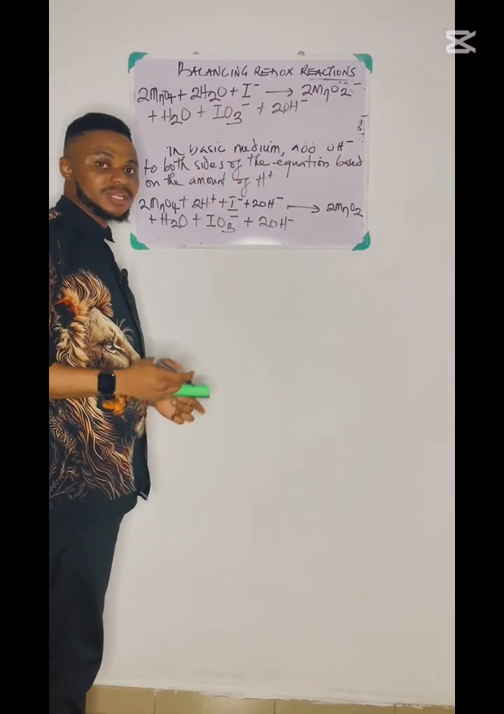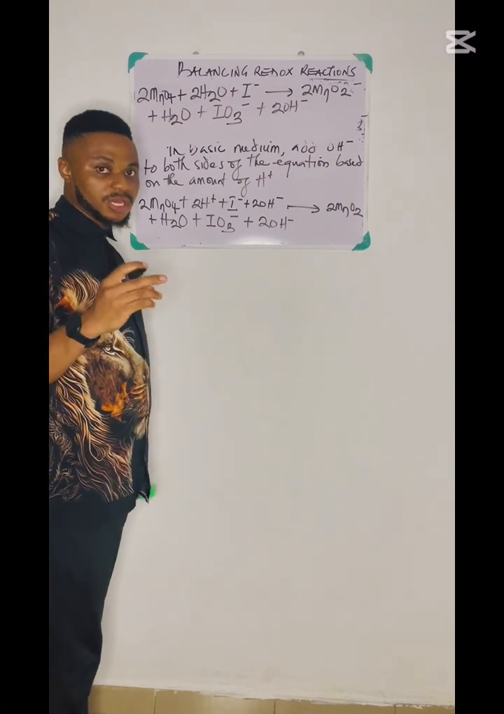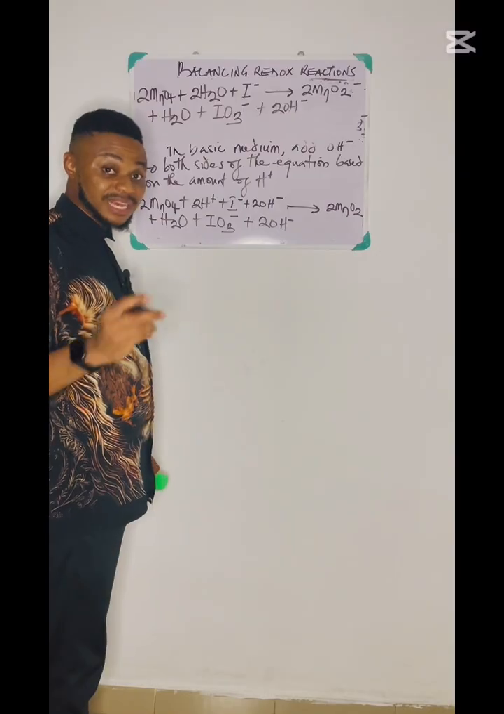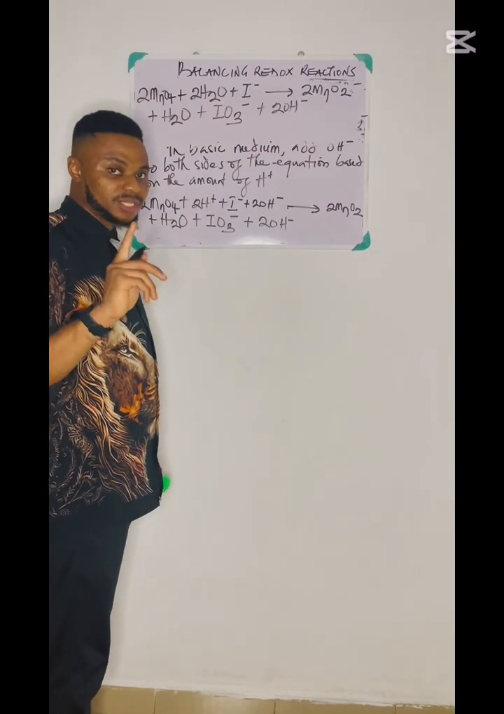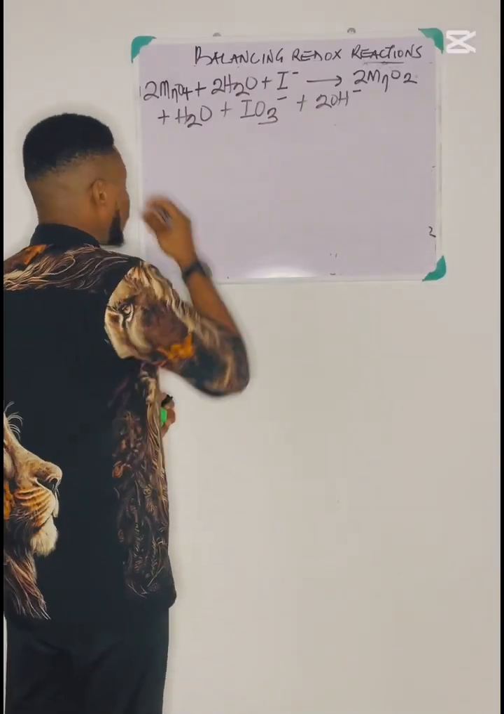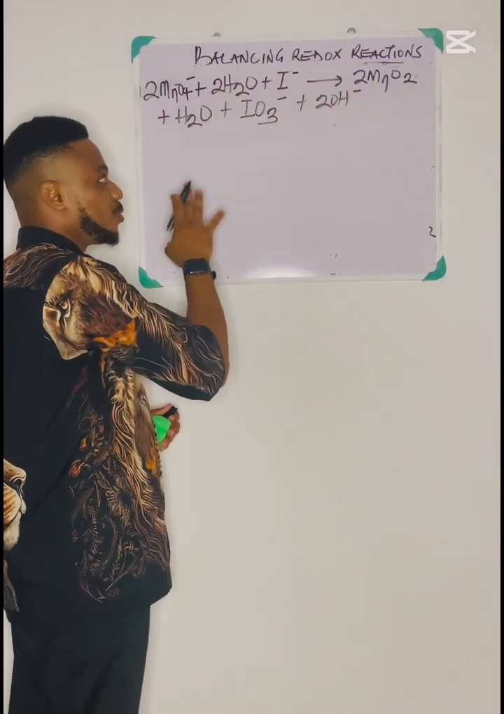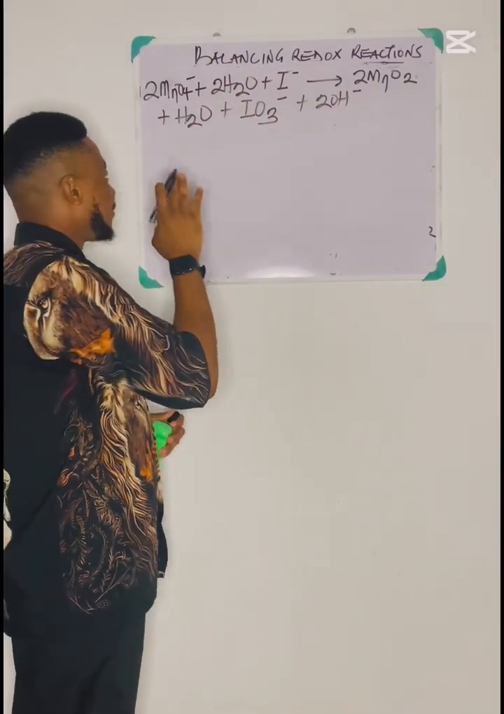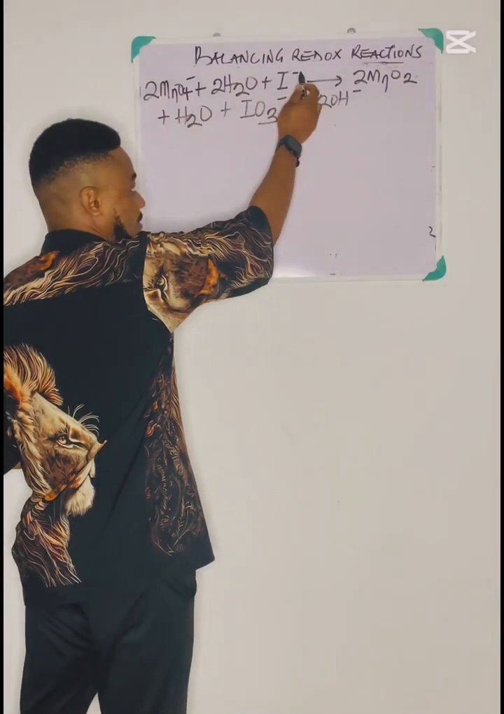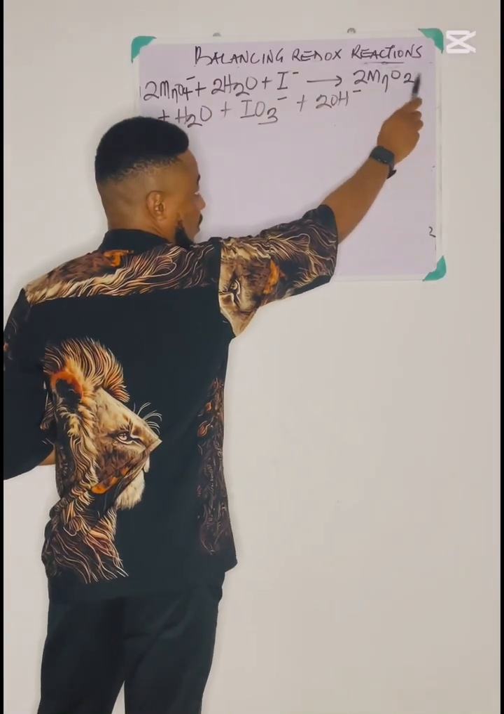Remember that a base is any substance that can produce hydroxyl ion as the only negatively charged particle in a reaction, while an acid is any substance that can produce hydrogen ion, that is H plus, as the only positively charged particle in a reaction. So let us now check if it is balanced. Remember, we had minus here, please. Let us not forget to include whatever charge because it will affect. We had minus here. Remember, this I has minus as well. IO3 has minus. This one doesn't have any negative charge.